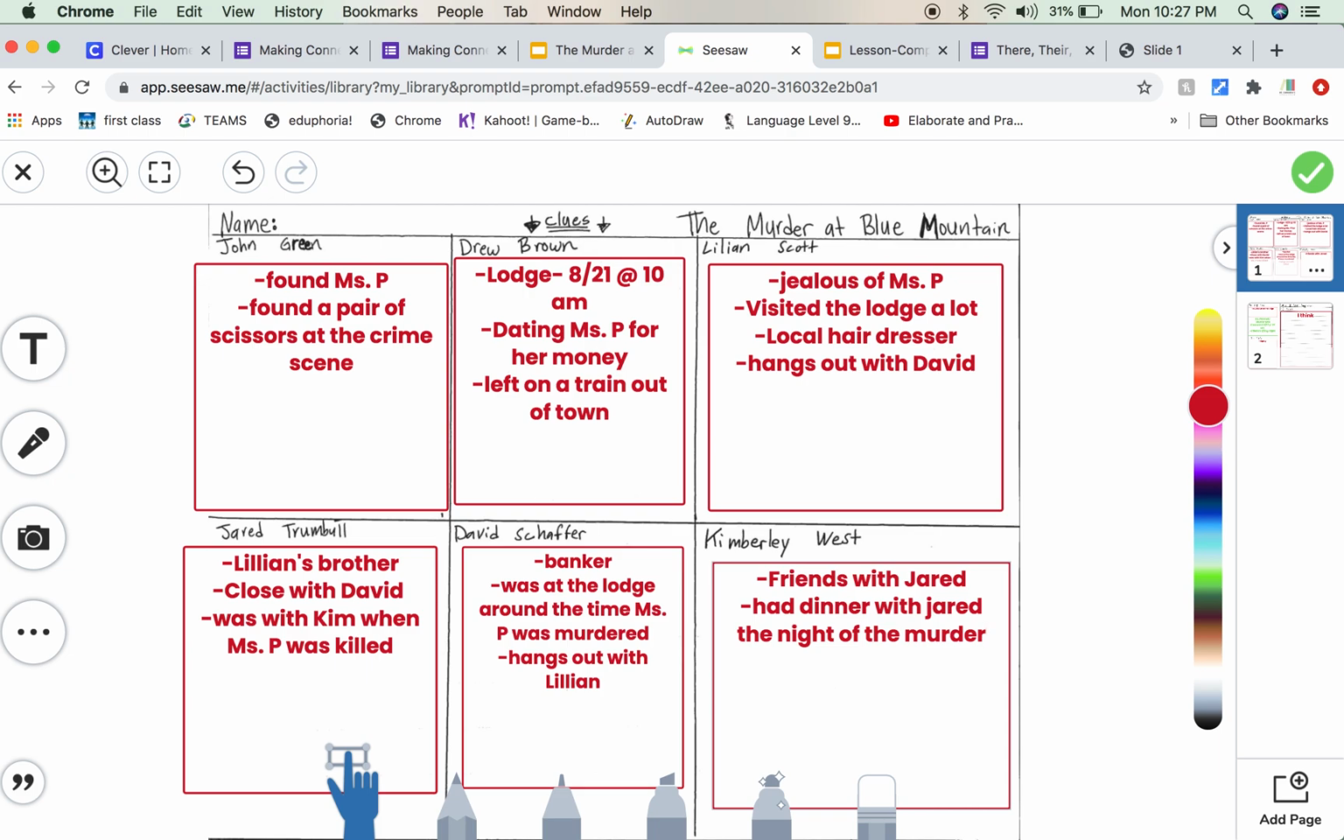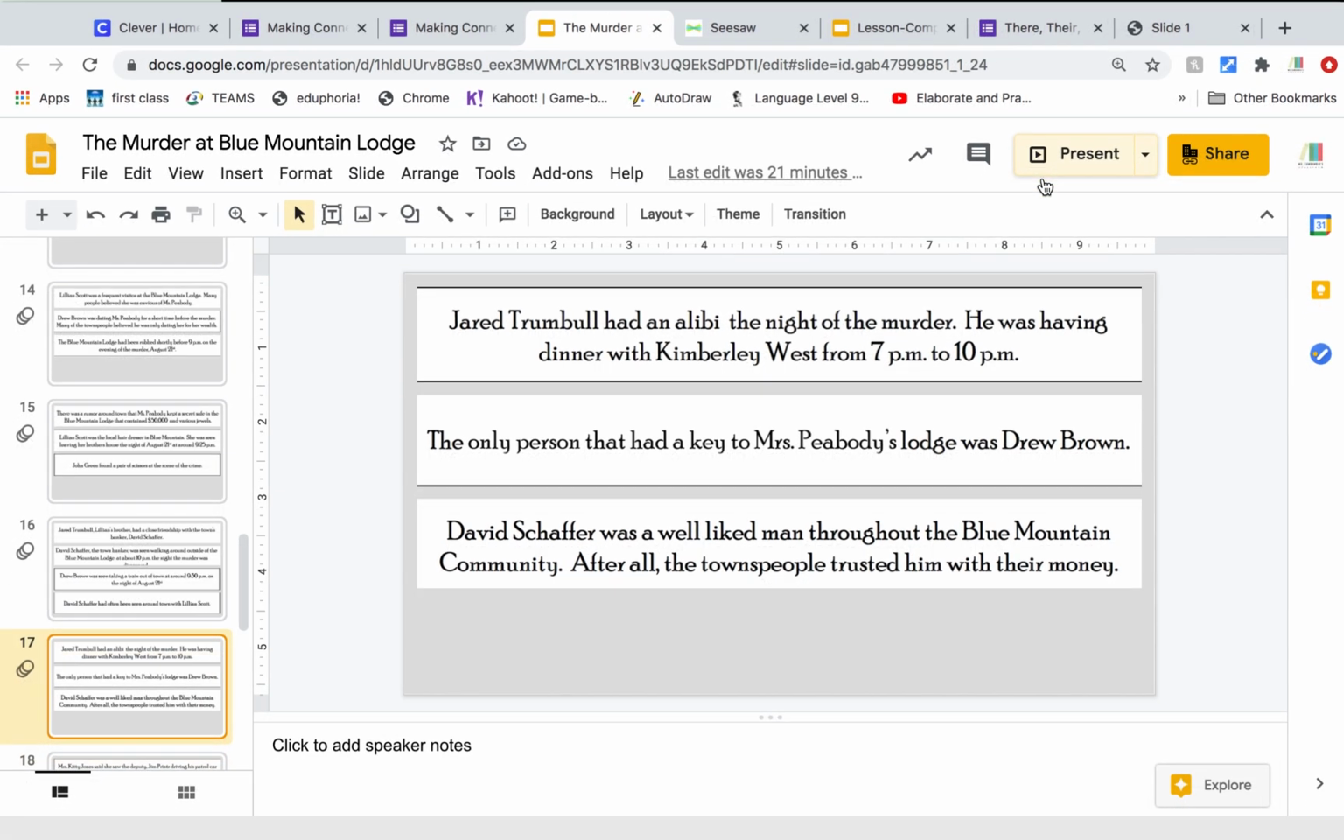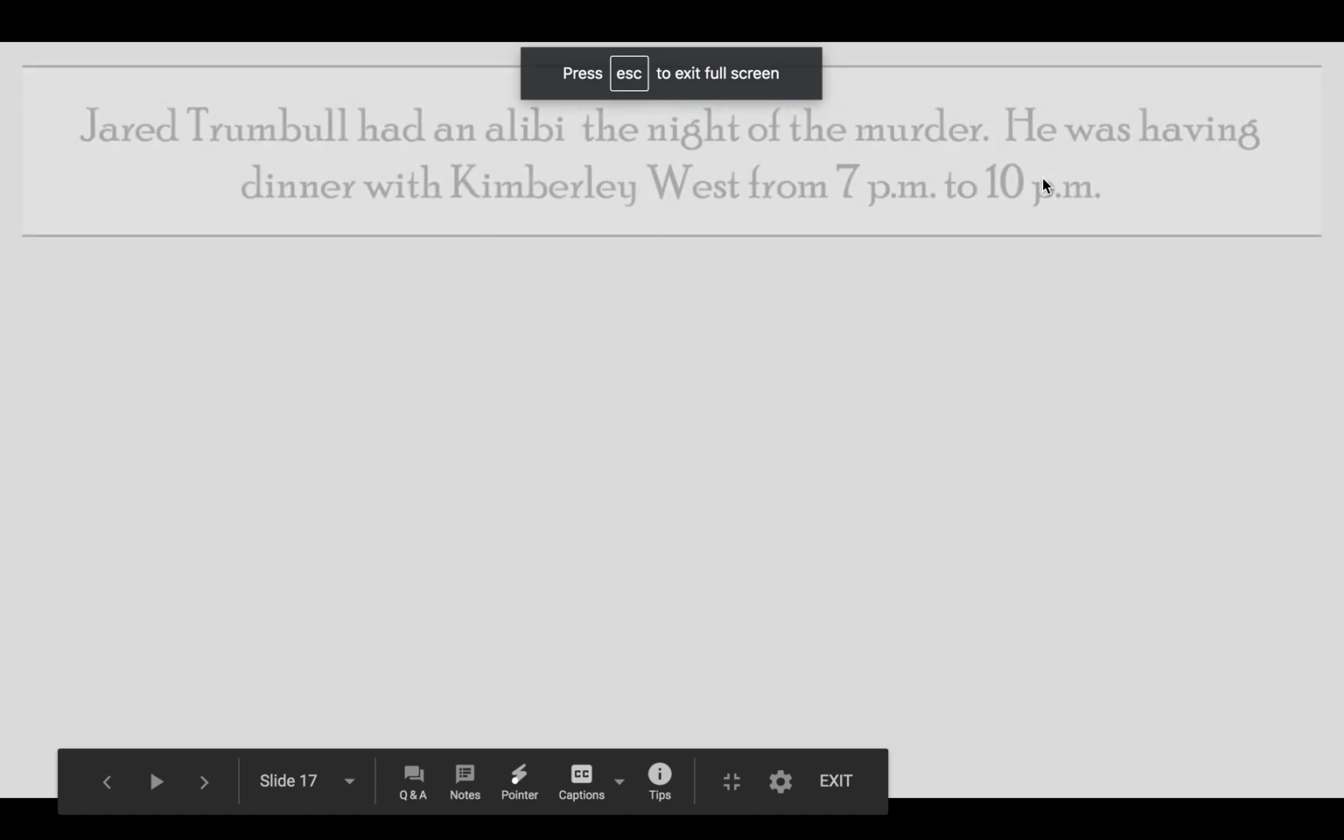So at this time, add your clues for Kimberly West and Jared Trumbull. I'm going to pause so you can catch up. Make sure that you have all of these notes on page 1 in Seesaw. So please copy your notes, your clues, 4th graders, aka detectives. Then when you're done, let's keep going. Let's find out more about these suspects.